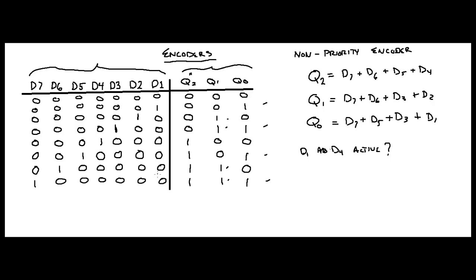Then you have a problem, don't you? Now, what a priority encoder takes into account is if this kind of thing happens, and there's a priority put in place, so it would take the input with the highest priority and output that. And that's what we're going to discuss next.